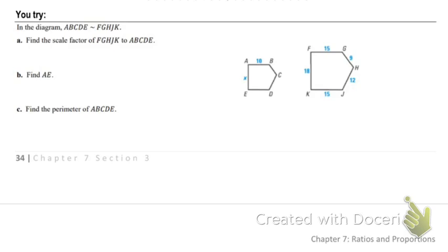Ratio for which one? Both. Find the ratio of the perimeters. Oh, the ratio. Sorry. Yep, I'm thinking. Thank you.